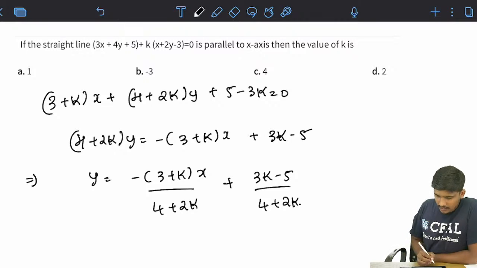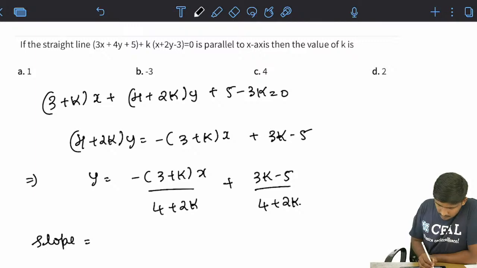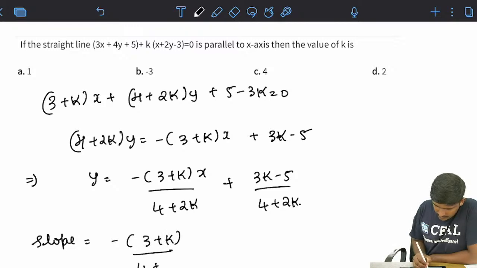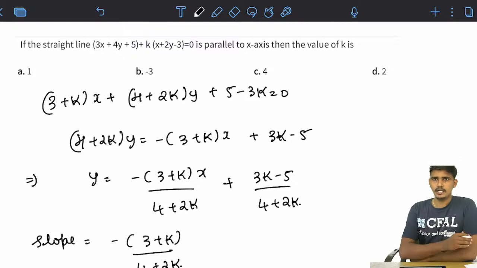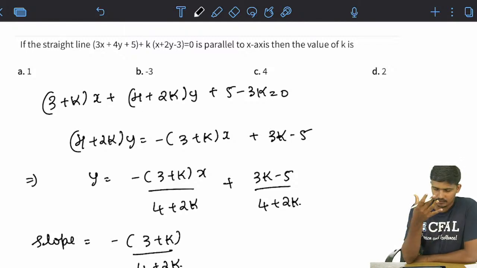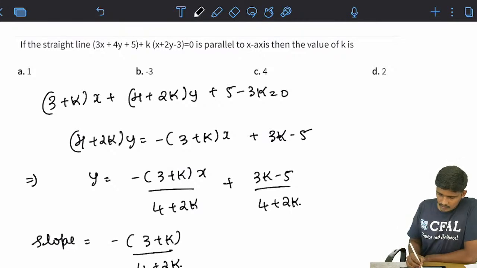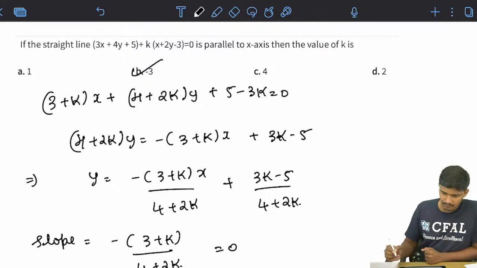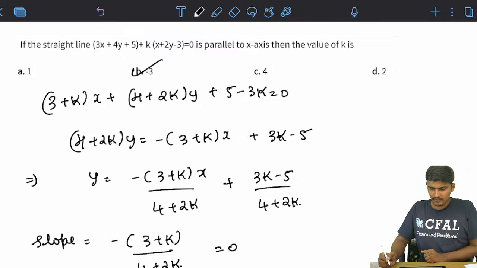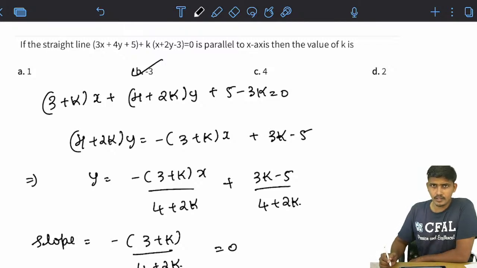Therefore the slope of the line will be equal to -(3 + k)/(4 + 2k). We know that whenever the line is parallel to the x-axis, the slope of the line will be just 0. So to make it 0, this will be equal to 0, which implies the value of k should be -3. There is no other option for the value of k. So option B is correct. The value of k is equal to -3. I hope this is clear.